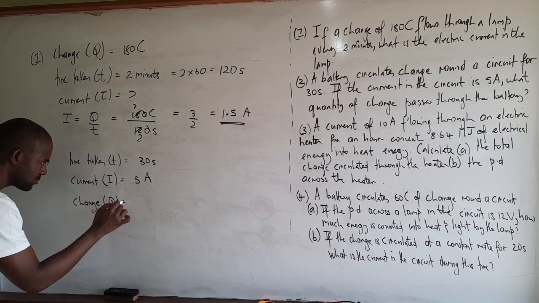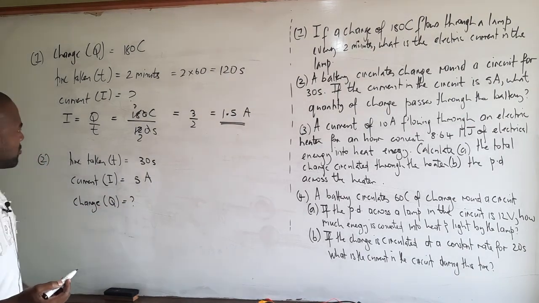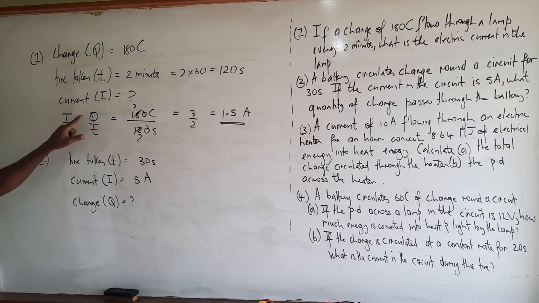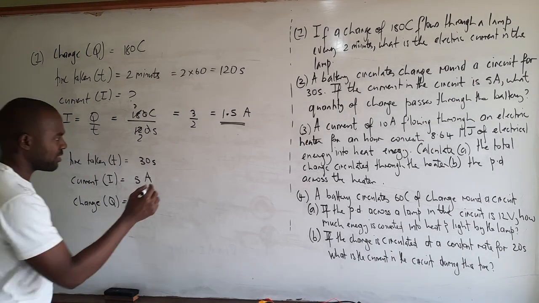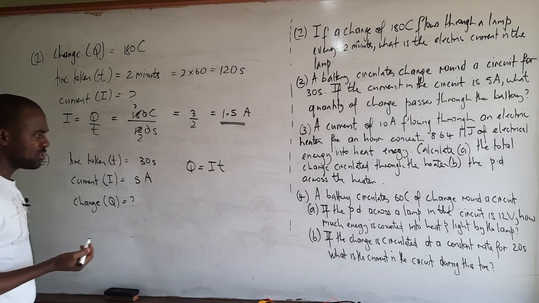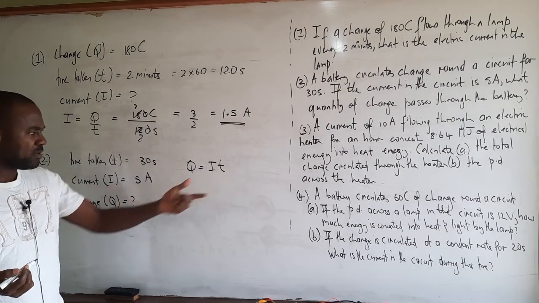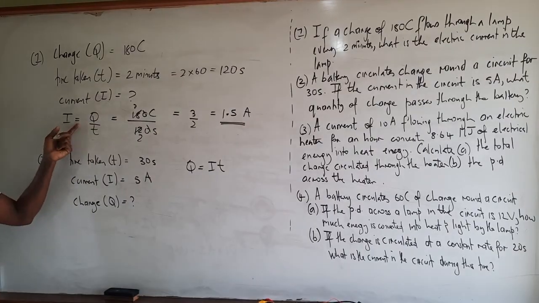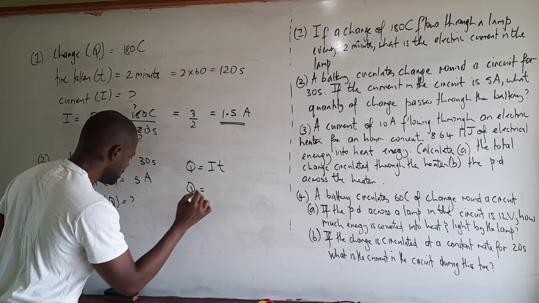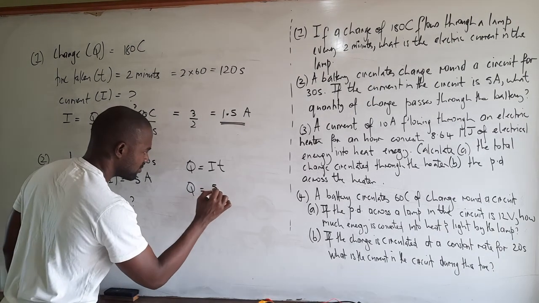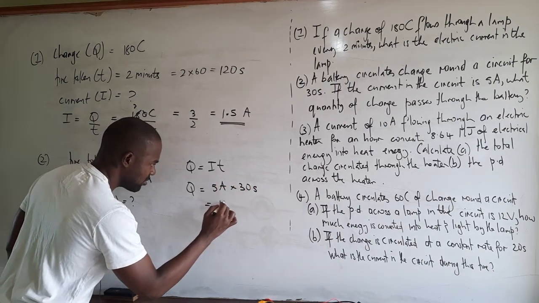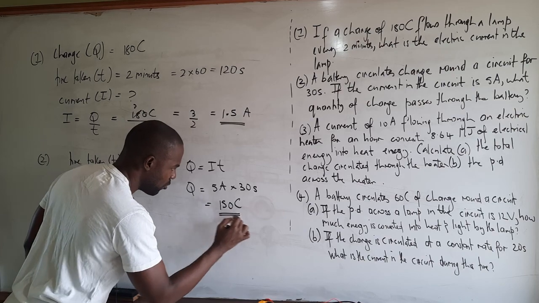Alright? So of course you know that the equation relating current, charge and time is I equals Q over T, from which of course we get that Q is equal to IT. So the charge is equal to the current times the time, and of course this comes from the equation I equals Q over T. And therefore this gives us that Q is equal to 5 amperes times 30 seconds, which gives us 150 coulombs, right?